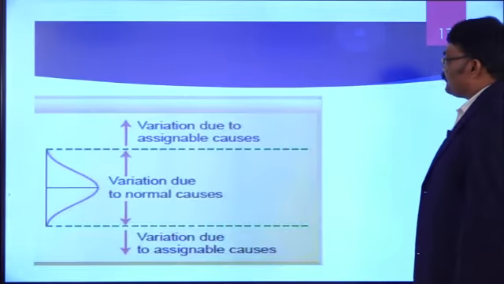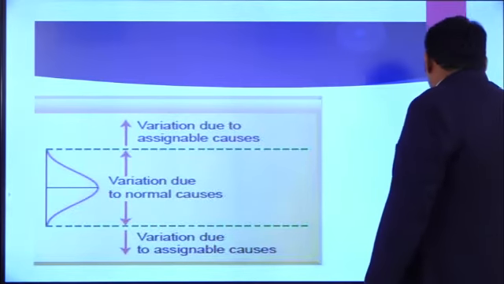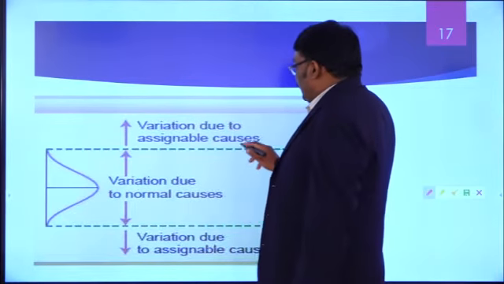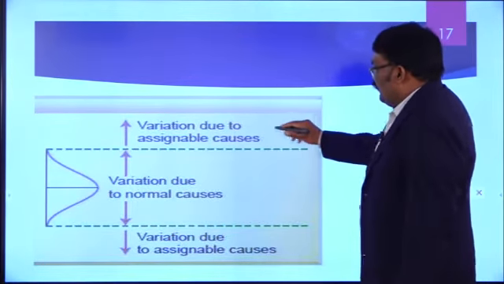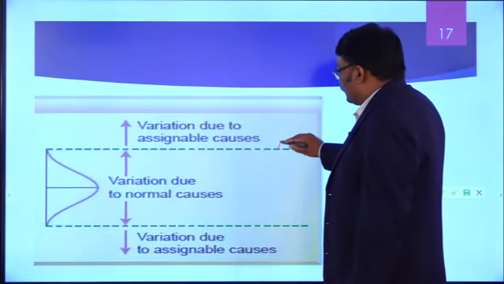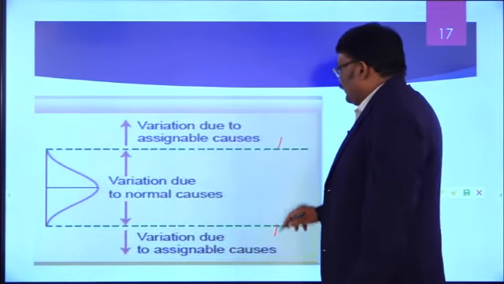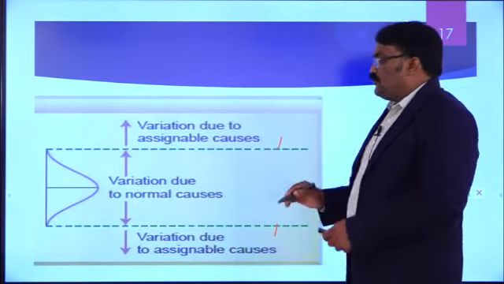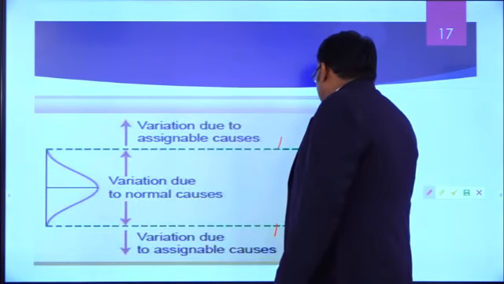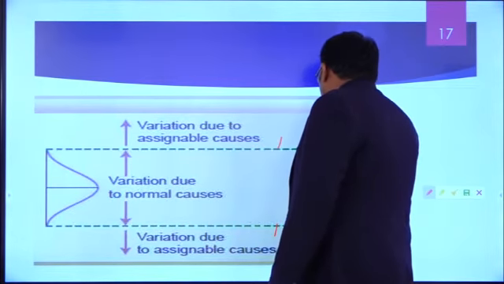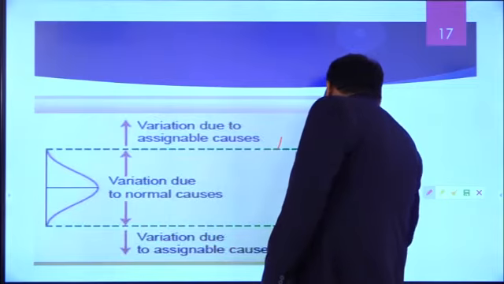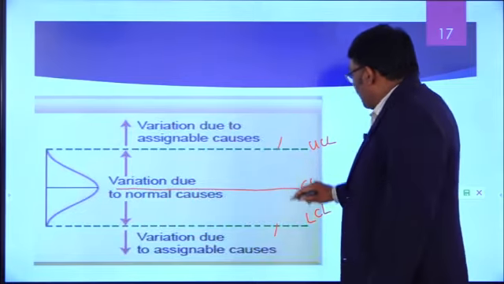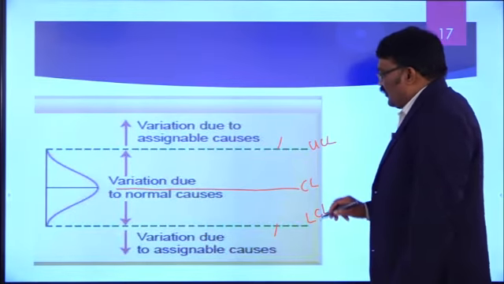Okay. Next, now these limits, this is what is called the limit, variation due to the assignable causes, which are beyond the limits, which cannot be controlled, or which have to be eliminated. So, as I said, if I take the central one, this is the central limit, this is the upper control limit, and this is the lower control limit.